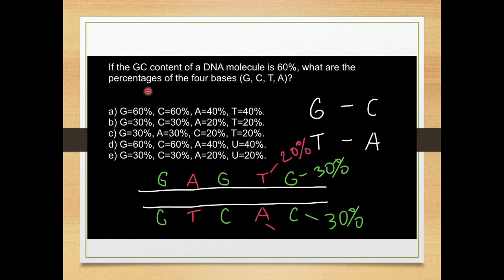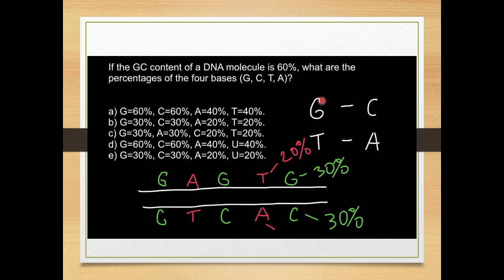So there is a problem. If the GC content, guanine cytosine content, of a DNA molecule is 60%, what are the percentages of the four bases: guanine, cytosine, thymine and adenine? So if GC is 60%, what will be the percentage of TA? It will be 40%, 60 plus 40.